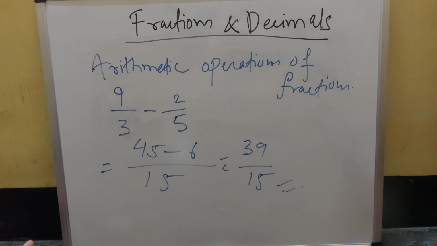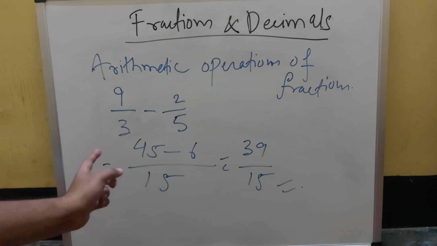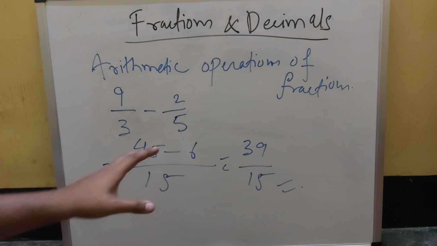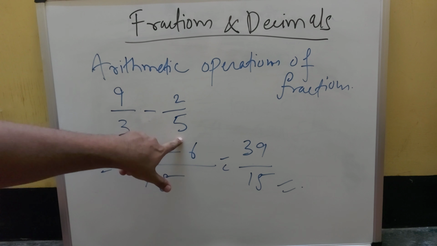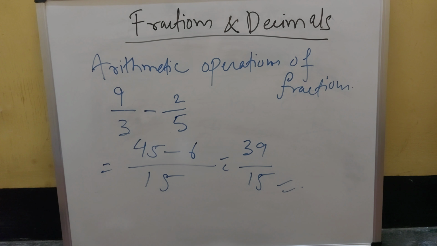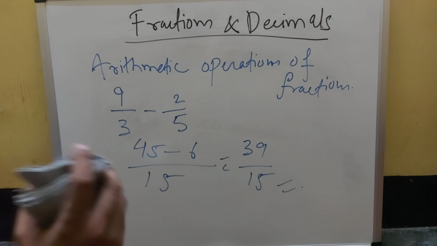Clear? Addition and subtraction both are the same, just you need to keep in mind the LCM. Correct LCMs should be taken. LCM means lowest common multiple. The lowest common multiple between these two numbers we will take. In this case it's 15 for 3 and 5. Okay? Hope this is clear. Now the arithmetic operation is done, which means addition and subtraction is done.